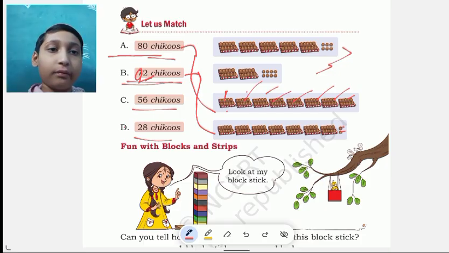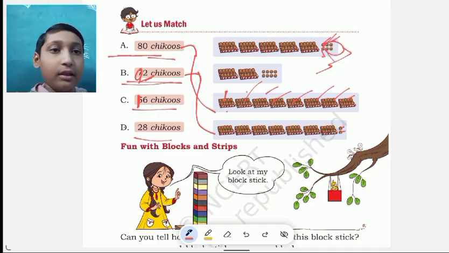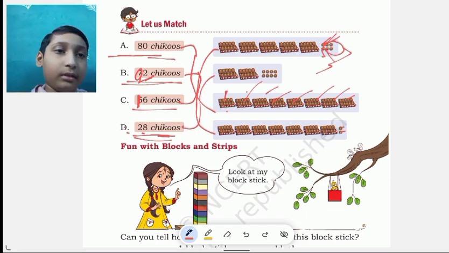So then we got 56 chikus. Then we'll cut the trays of chikus. Then we got 6 chikus, and here we see 6 chikus. 1, 2, 3, 4, 5, 6. So you have to match it with that. And last we got the 28 chikus, and we will only match with the last one. That.